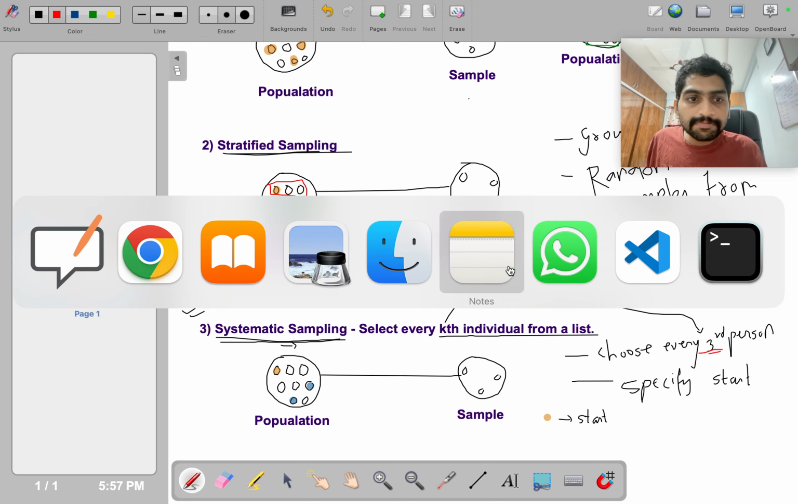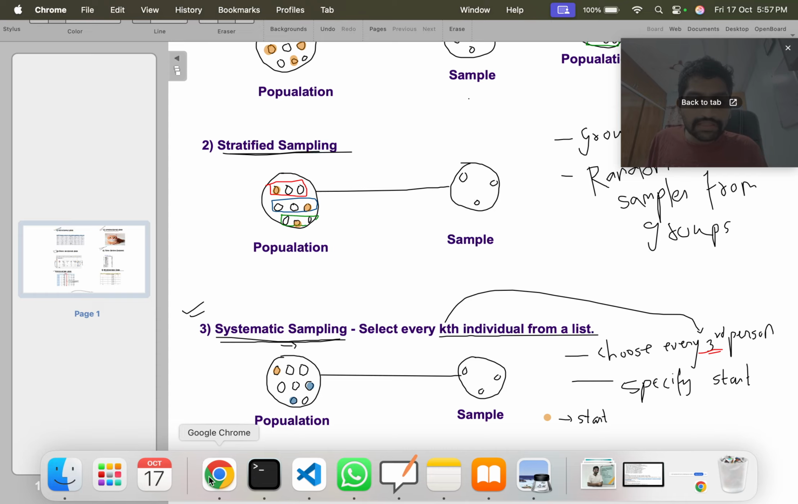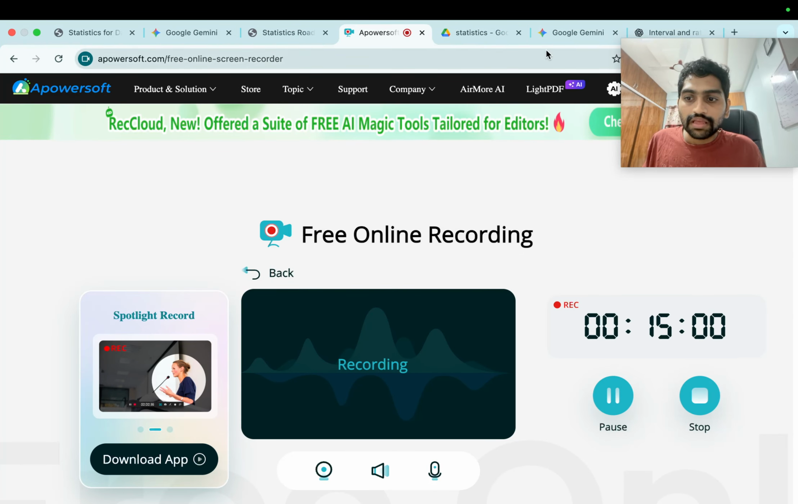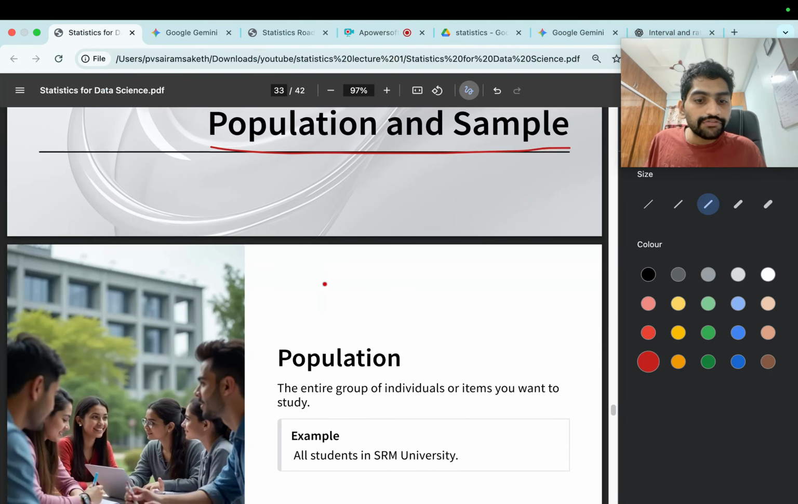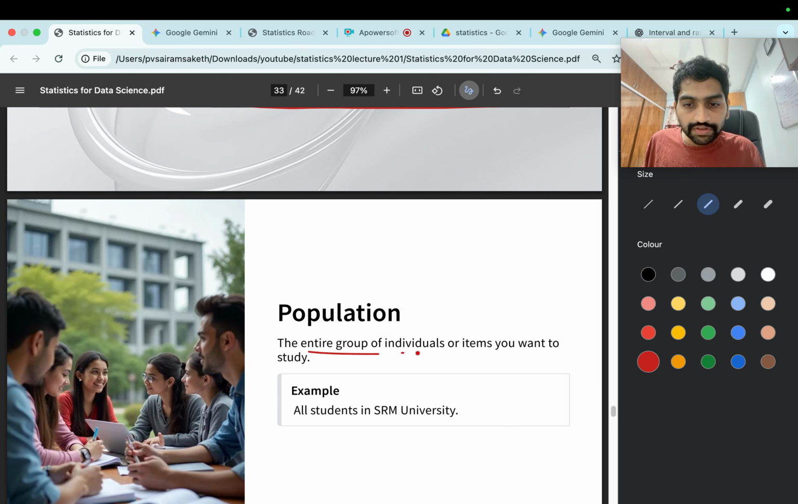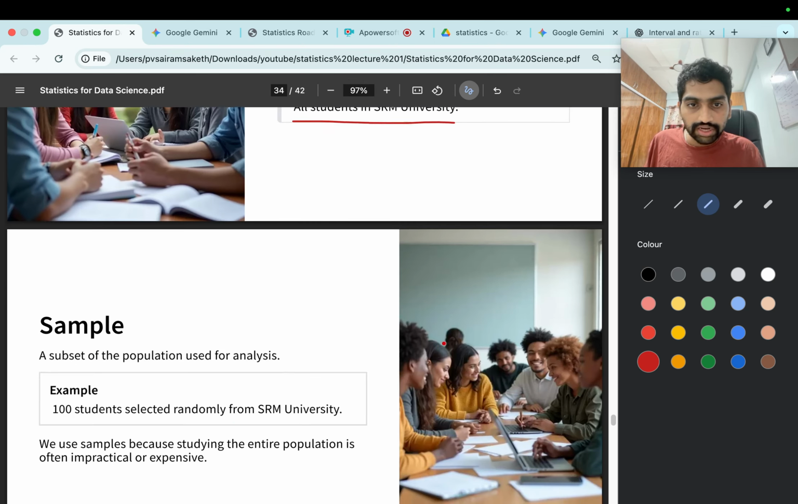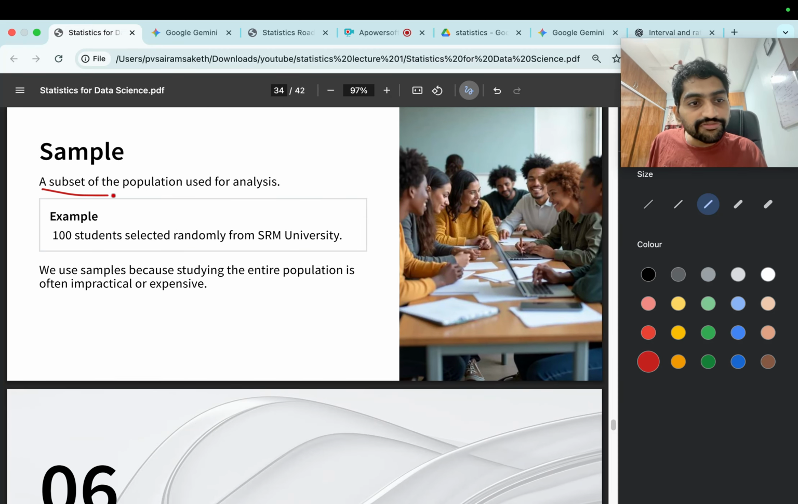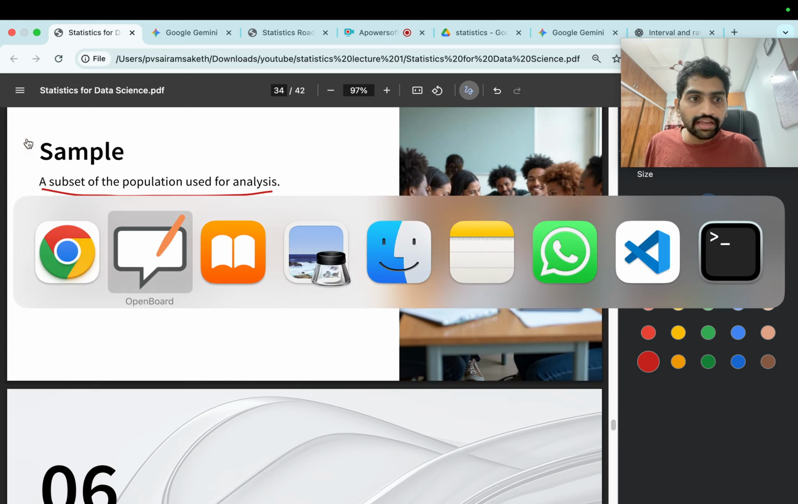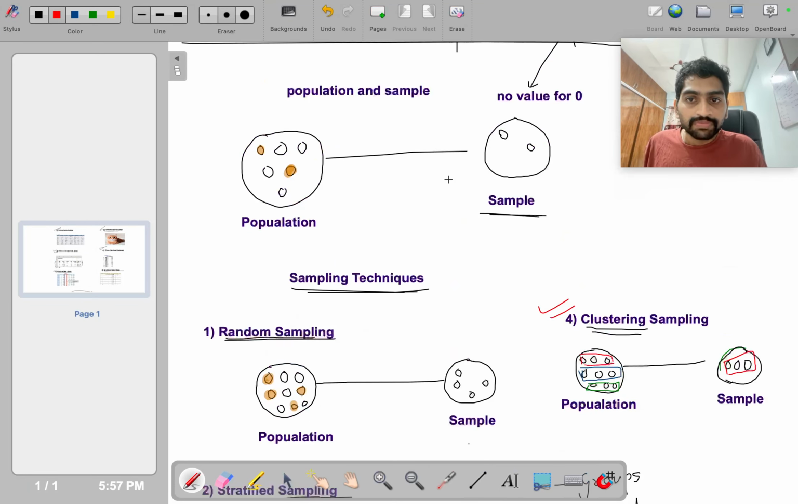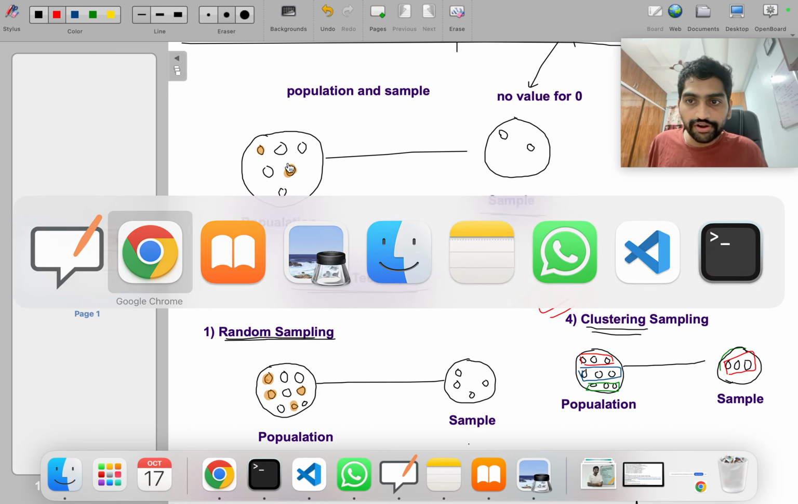So I hope these particular concepts are clear. Now we will see the PPT also. If you observe, population means the entire group of individuals or items you want to study, like all students from SRM University, which is my college. Sample means what? Subset of population used for analysis. So 100 students selected randomly from SRM University is an example of a sample. Like here, we have selected two random students from the entire six students, and this sample is nothing but the subset of population I already taught you.